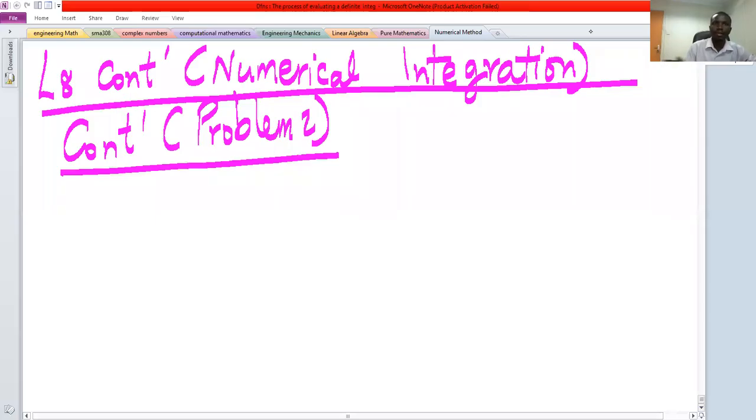Welcome to this session. As promised in the previous session, problem 2 had 5 parts. So we have solved part 1 and part 2 of question B. In this case, we are now going to solve the third part.